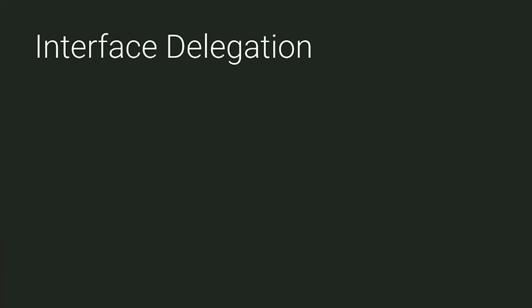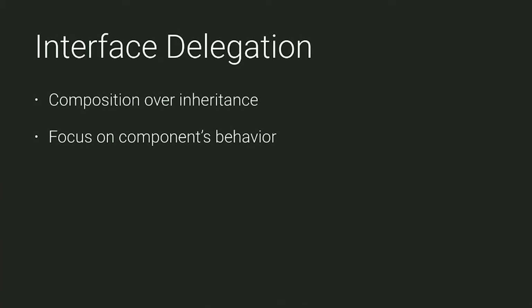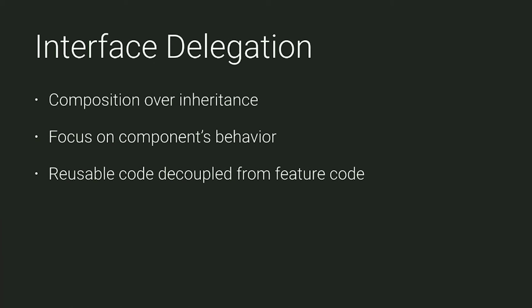Now, to recap a little bit about how interface delegation works. Interface delegation implements the composition over inheritance pattern. It allows us to focus on behavior. I keep repeating this point because I think that's kind of the key of using this technique: you can think about behavior and not about the complexity of your entire feature or part of the app. You can decouple the code from feature, from network, from anything.